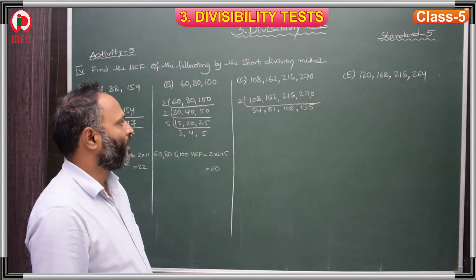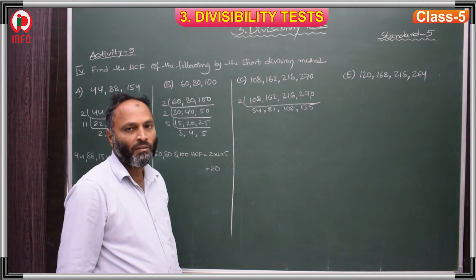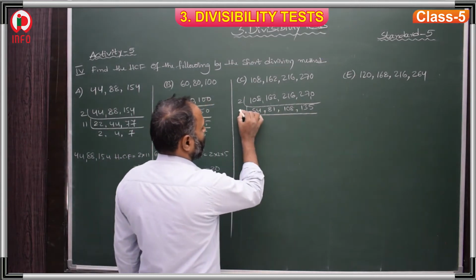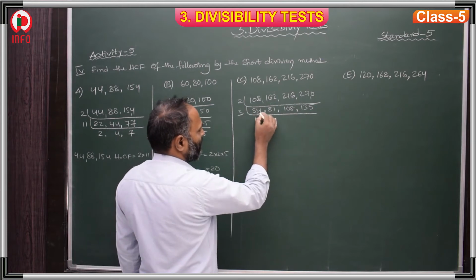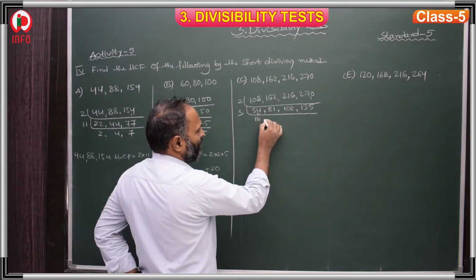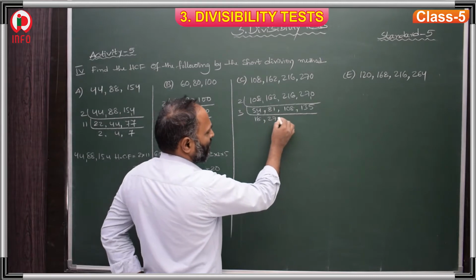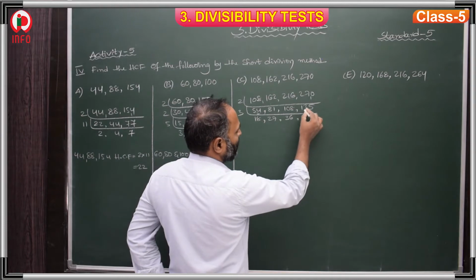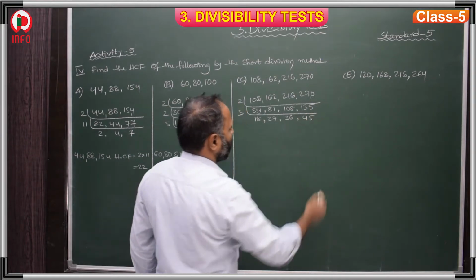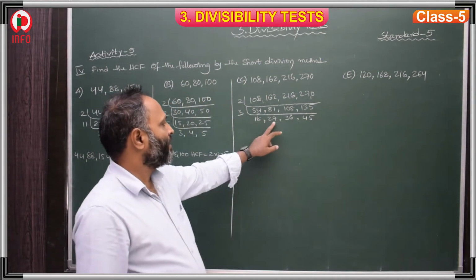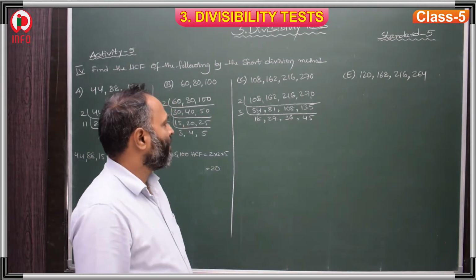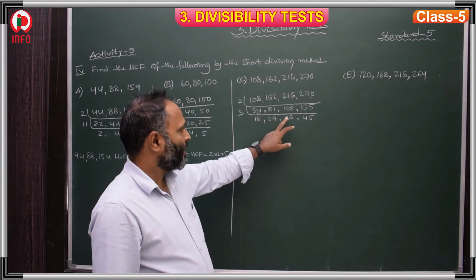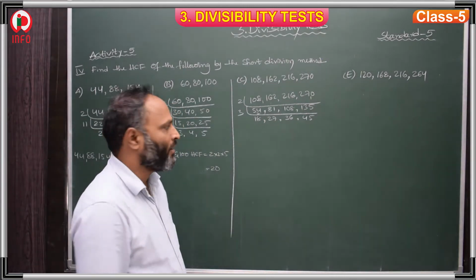135, 108, 81 and 54. Check in which common table they divide. They will divide in the 3 table, so take 3. 3 45s are 135, 3 36s are 108, 3 27s are 81, 3 18s are 54. Now 45, 36, 27 and 18. Check again in which common table they divide: again the 3 table.